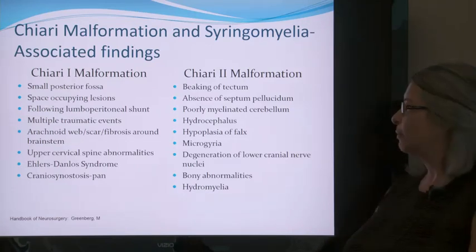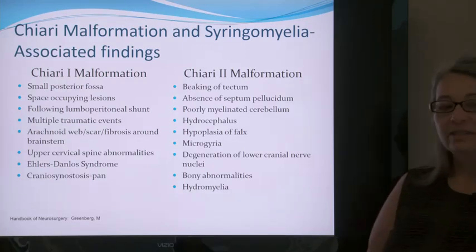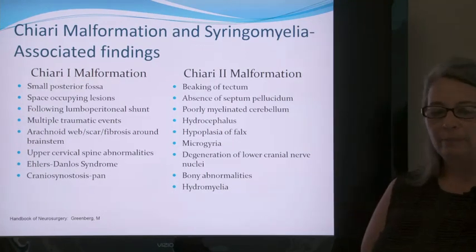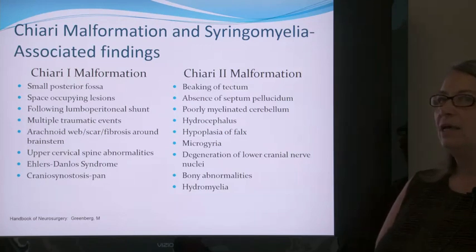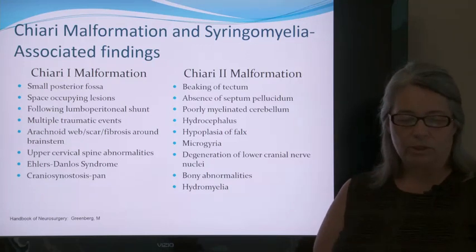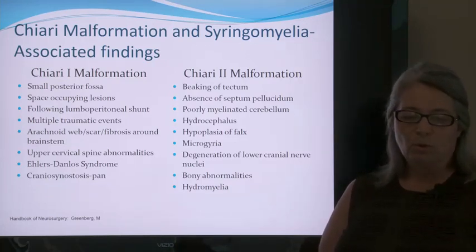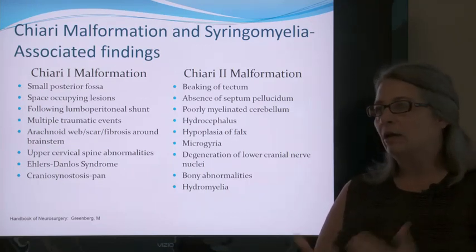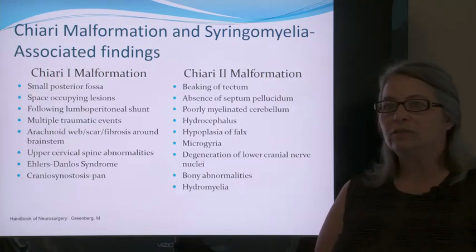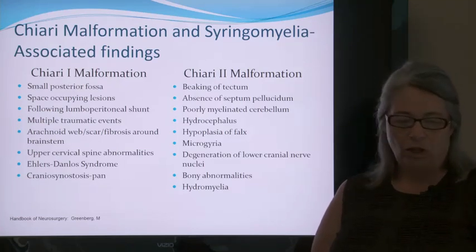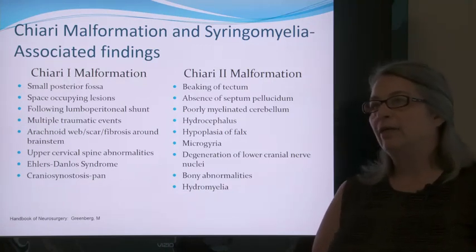The characteristics that are found with a Chiari 2 malformation that we look for in our spina bifida population are specific. There's a beaking of the tectum. There's an absence generally of the septum pellucidum between the lateral ventricles. There's poor myelination of the cerebellum. Generally there's hydrocephalus. If not prenatally, then there's hydrocephalus once the neural tube defect is closed. Generally there's hypoplasia of the falx, microgyria, degeneration of the lower cranial nerve nuclei, and that's very important.